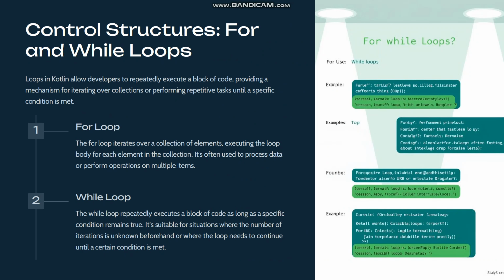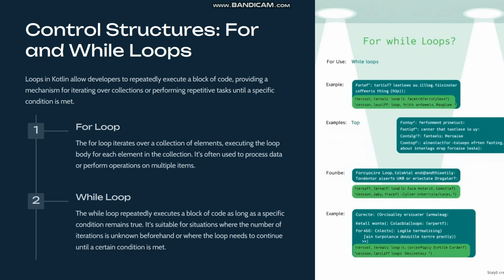Control structures: for and while loops. Loops in Kotlin allow developers to repeatedly execute a block of code, providing a mechanism for iterating over a collection or performing repetitive tasks until a specific condition is met. For loop: the for loop iterates over a collection of elements, executing the loop body for each element in the collection. It is often used to process data or perform operations on multiple items.